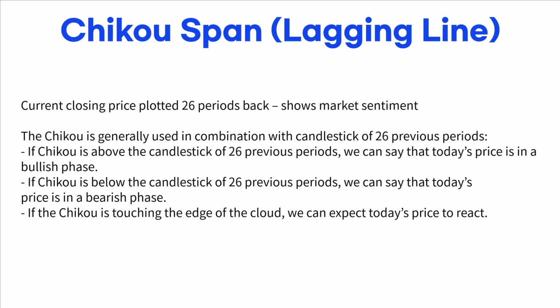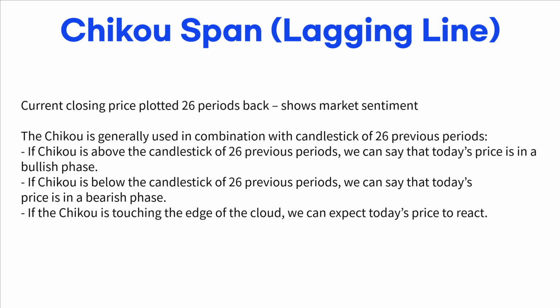When prices are above the Chikou Span, it usually indicates a weakness in price and the potential to move lower. Conversely, when prices are below the Chikou Span, it shows that there's strength in prices to move higher. Simply put, you can think of this line as a magnet that pulls prices towards it. The Chikou is generally used in combination with candlestick of 26 previous periods.